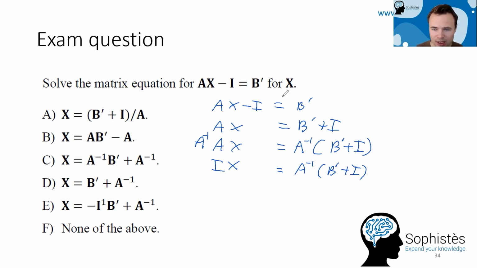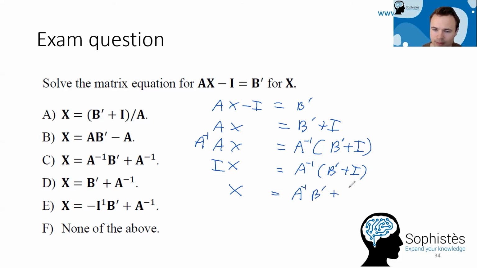So here, everyone will color it red. Here, you should add a prime. I forgot to write it down. Thank you, Tristan. Okay. And then I times X would just be X. And here I don't see my answer in the multiple choice model, so maybe I can work out the brackets. So then I get A minus 1 times B prime.